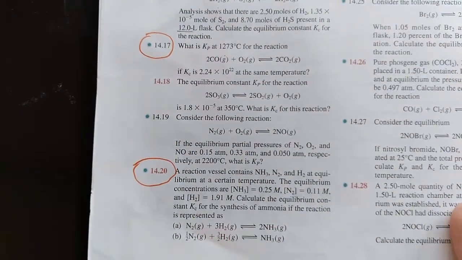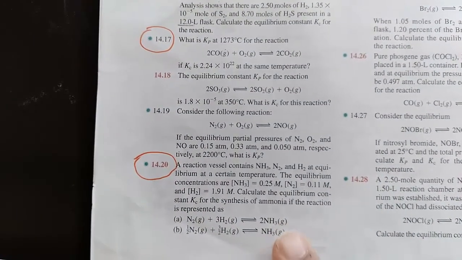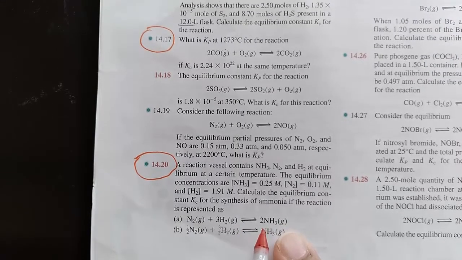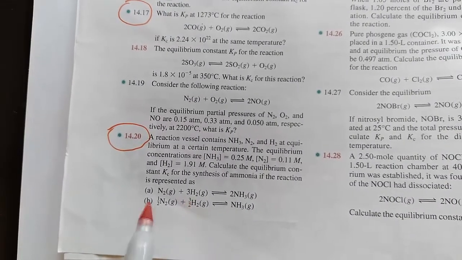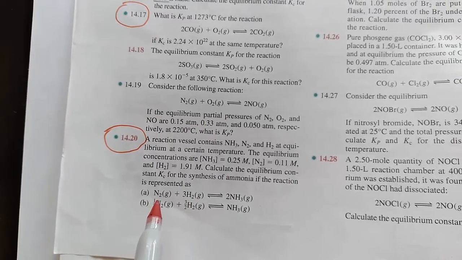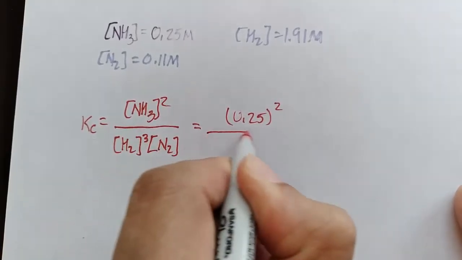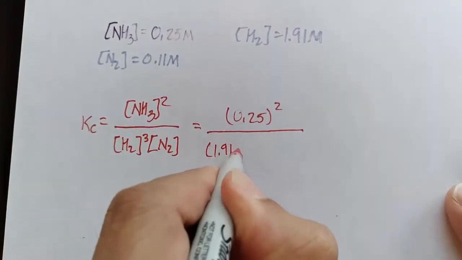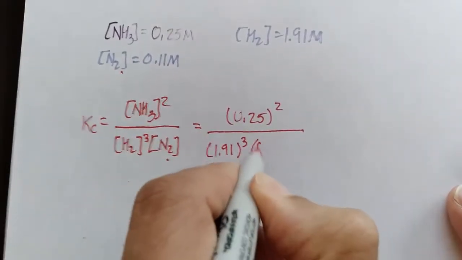And so products over reactants, we've got our concentrations here. So the equilibrium expression here is going to be a little bit different for part A because it's going to be NH3 squared, the concentration of which, divided by the concentration of H2 cubed times the concentration of N2 raised to the power of 1. So it's going to be 0.25, and we don't have to worry about units, so that's a relief here. H2 is cubed. Its concentration according to the problem is 1.91. Concentration of N2 here is 0.11.